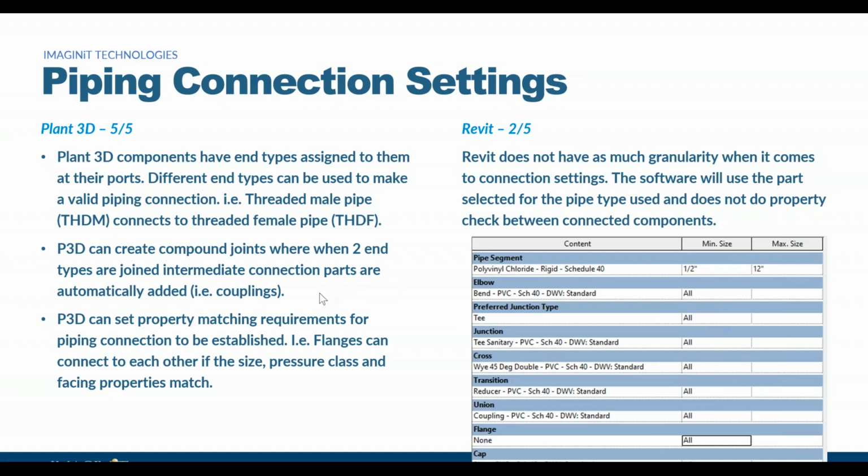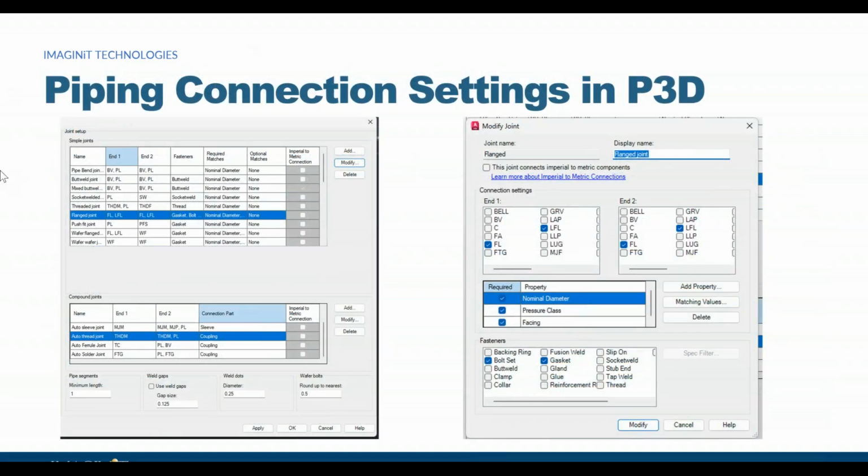As for Plant, it goes through a list and you're able to set things by priority or to set up a situation of what you would like component-wise to display when you're creating. As you can see here, for some simple joints, we have flanges. Like stated, you're able to set the end types, flange to flange, and then to select the fastener, whether it be gasket and bolts or just a gasket. For compound joints, you're able to modify and make connections to connecting parts such as couplings.